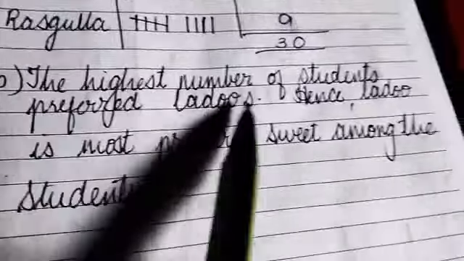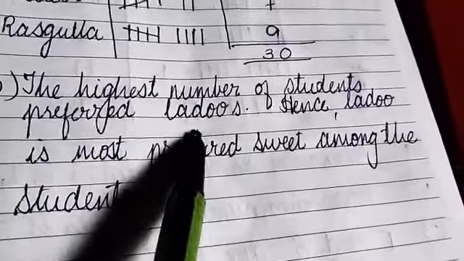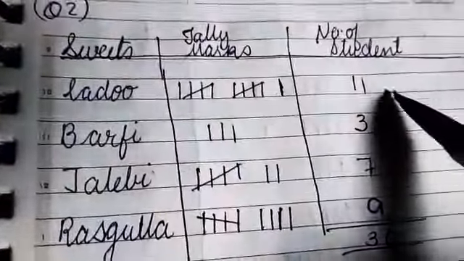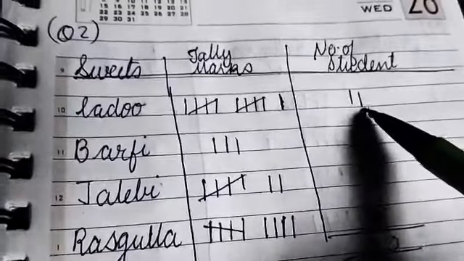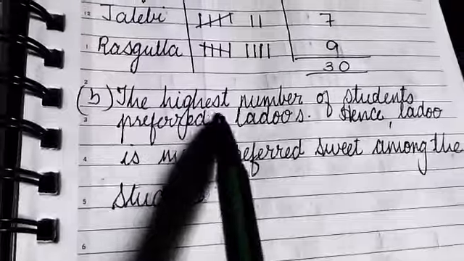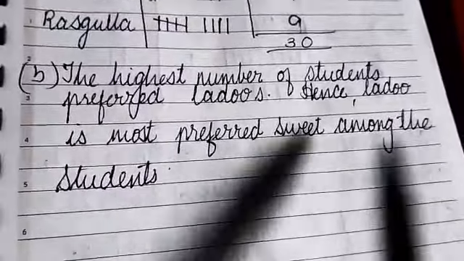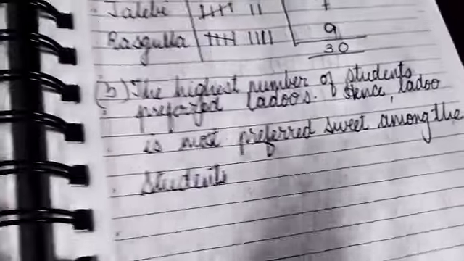Now, the highest number of students who prefer laddus. What is the question? Which sweet is preferred most by the students? Out of them, the maximum students like laddu, 11 students. So for question B, the highest number of students prefer laddu. Hence laddu is the most preferred sweet among the students.